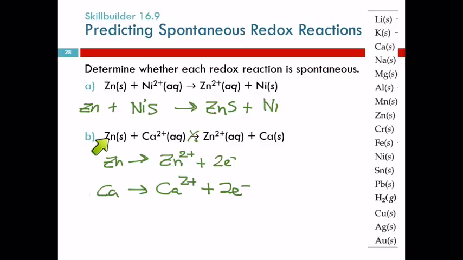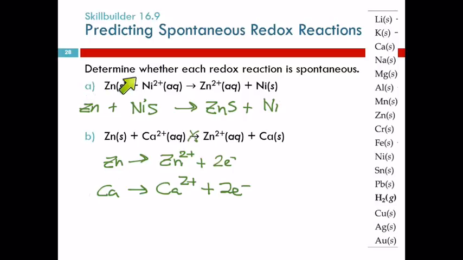So look at the two metals, zinc and calcium. Forget ions or anything. Find out the one that's higher in the list. It's calcium. Calcium gets to be reduced. It gets to lose its electrons. Its reaction happens. So which side has the calcium ion? The left side. It's going to stay on this side.